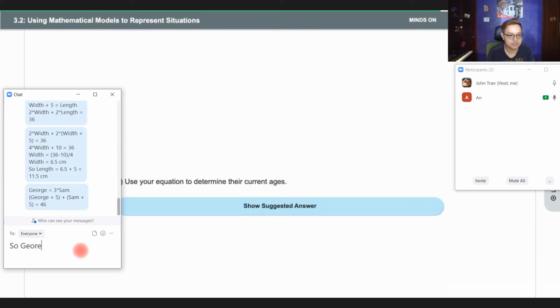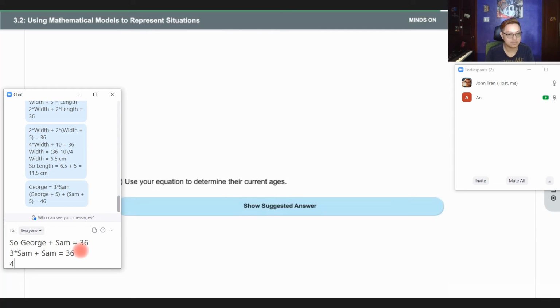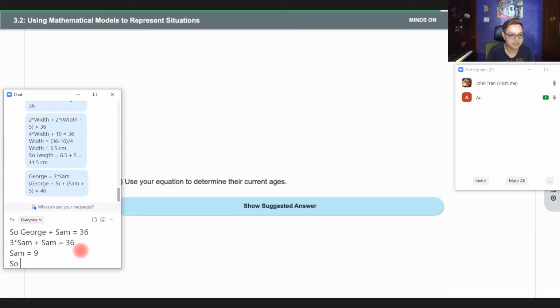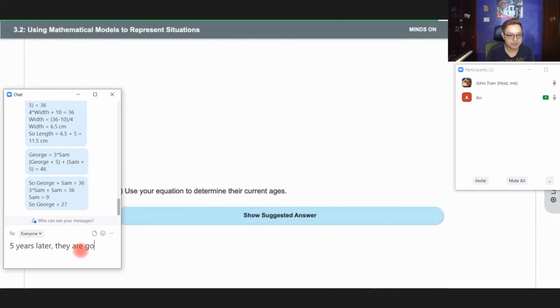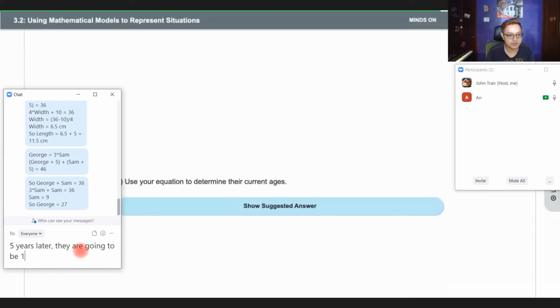So now you got 36, so 4s, then you take the 4 and you bring it down to 36, and 36 divided by 4 is 9, so Sam's age is 9. Then you take 9 and multiply by 3, so George's age is 27. So Sam is 9 years old and George is 27. 5 years later, they are going to be 14 and 32 years old.